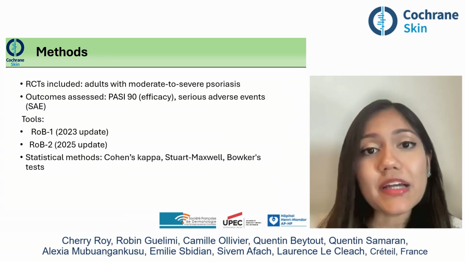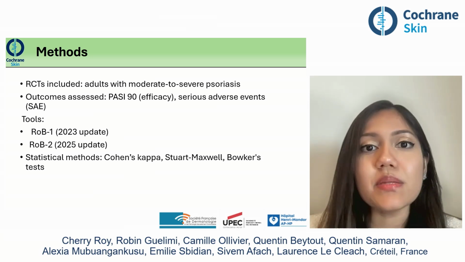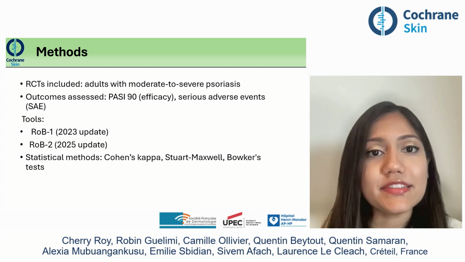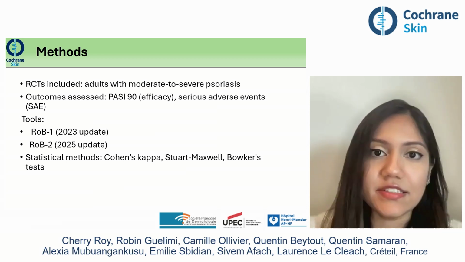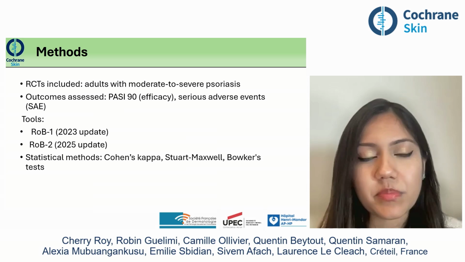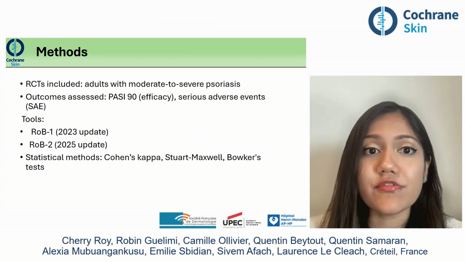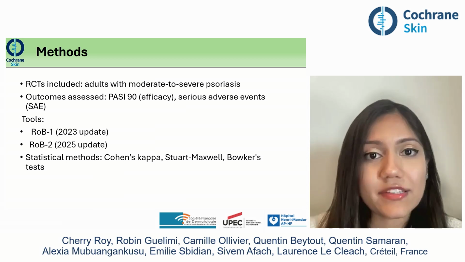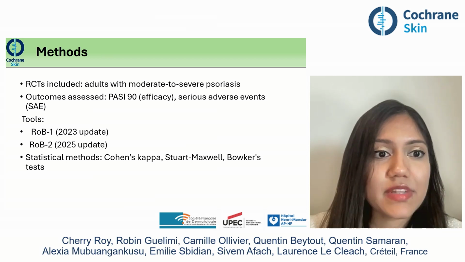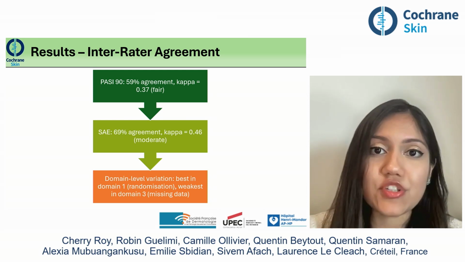So we included randomized controlled trials in adults with moderate to severe psoriasis, and we focused on two outcomes mainly, the PASI 90, which represents a 90% improvement in psoriasis severity, as well as the serious adverse effects, or the SAEs as we call them. We used ROB1 for the 2023 update and ROB2 for the 2025 update, with statistical analysis including Cohen's kappa to assess inter-rater reliability, as well as the Stuart-Maxwell and the Bowker tests to compare the paired judgments across the tools.